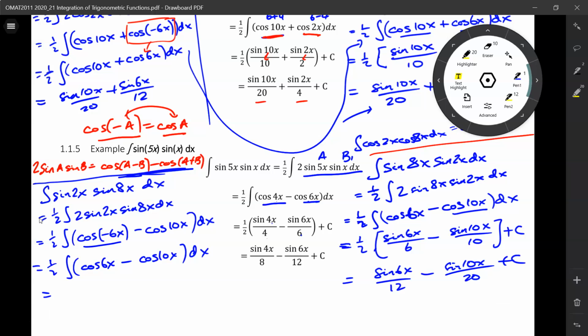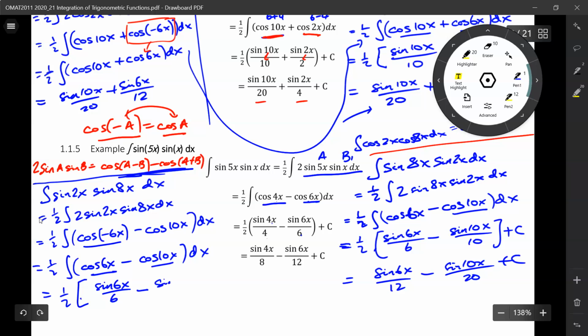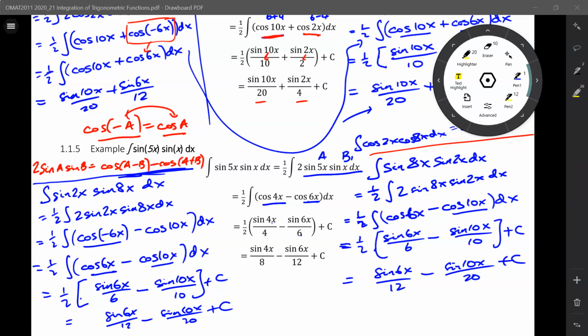The dx applies to each of them, and that gives me half times, open up a square bracket, the integral of cosine 6x is sine 6x divided by 6 minus the sine of 10x divided by 10 plus c, and that gives me sine of 6x over 12 minus the sine of 10x over 20 plus the constant of integration. So I'll just ask quickly, how many got that?